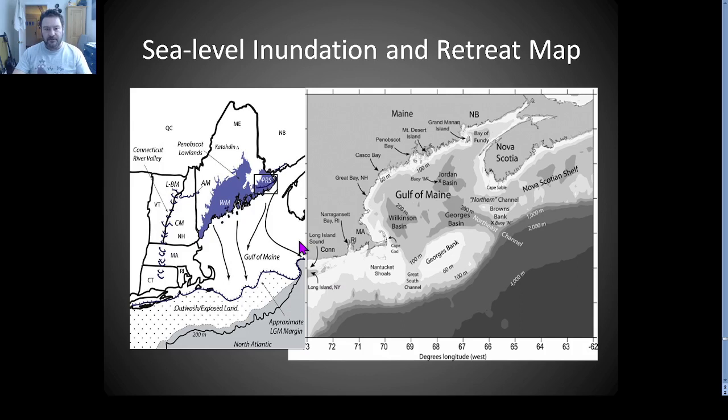Again, another sea level inundation and retreat map. This is kind of cool. So you have sea level going all the way into here. That's the blue. But you also have a bunch of dams back here. These are all dams, believe it or not, that formed in the Connecticut River Valley from glacial backups. So you can see that this is a front, a front, a front, a front. These are just different segments of the lobe of ice going down the Connecticut River Valley.